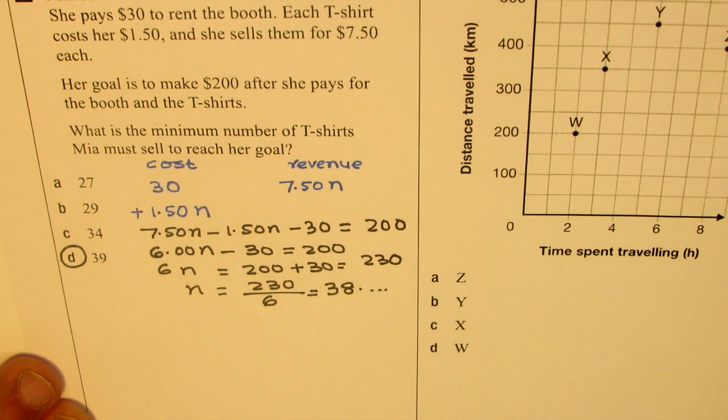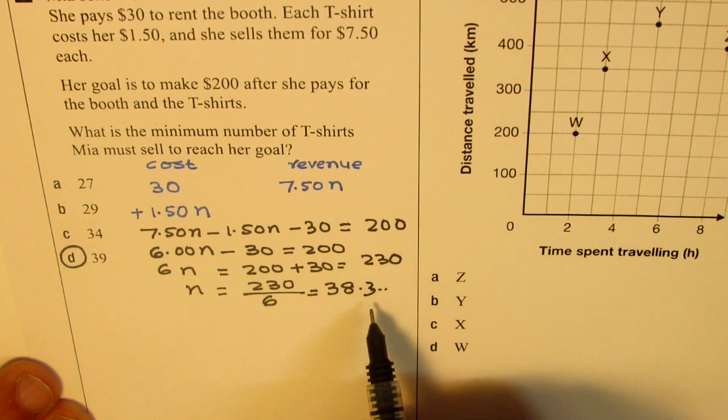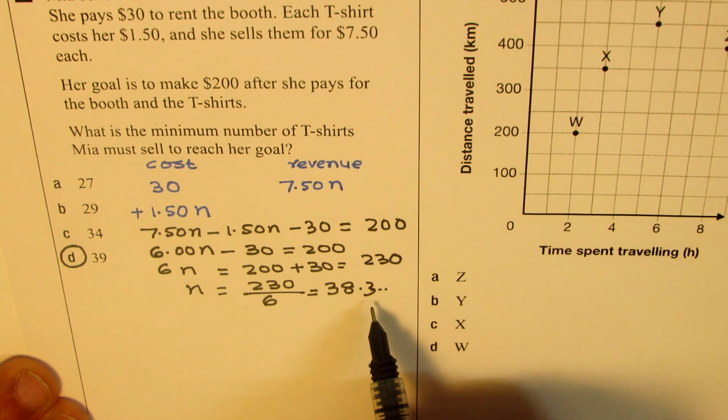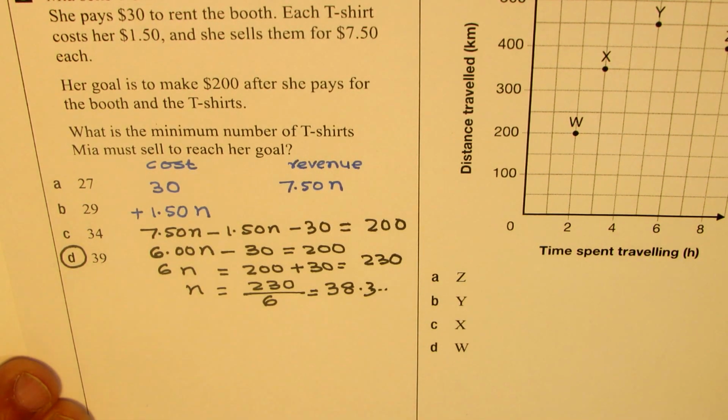Is that clear, right? 6 times 8 is 48 and then again 2, so 0.3. But you cannot sell 1/3 of a shirt, so the number has to be rounded higher. So N has to be 39. Is that clear to you, right? So that is one way of doing it.